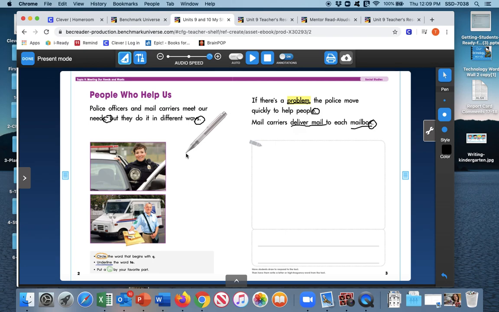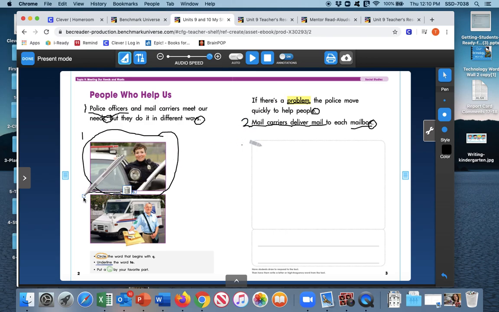So we can underline the words police officers. I'm going to do that right here, because that's one key detail. And that's what we're focusing on here. I'm going to go ahead and circle the police officer, and I'm going to put a 1 right here and a 1 right here because it talks about the police officer. The next detail talks about our mail carrier. So I'm going to underline that over here, and I'm going to put a number 2 over here because that is our next, second key detail.